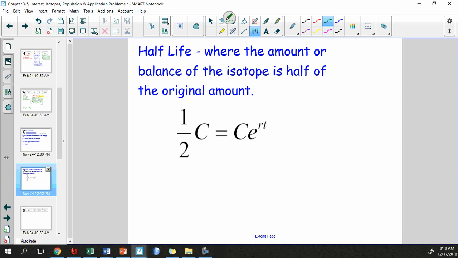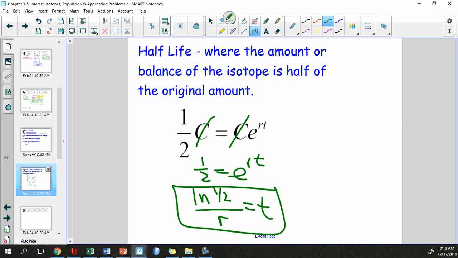We're talking half-life. So that means I want half the original amount. So that means the C's cancel out. So I have 1/2 is equal to e to the RT. So that means the natural log of 1/2 divided by R is equal to T. Same exact concept as doubling, except for now we have half. Same exact concept as what we did with the money with doubling and tripling, except for now we have half. Okay? Do we all understand that?